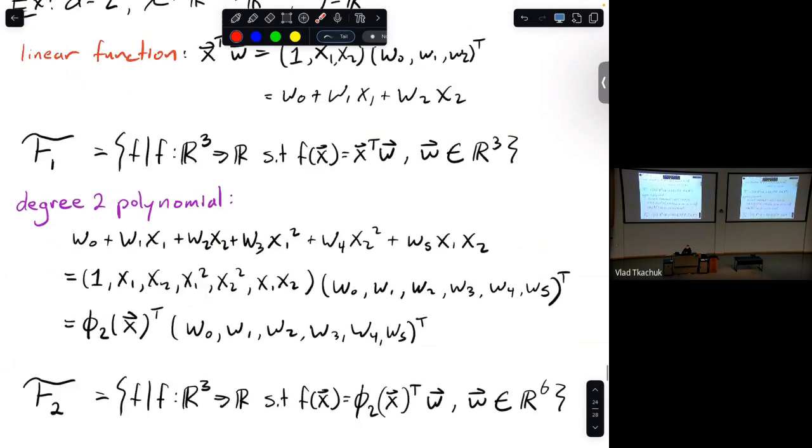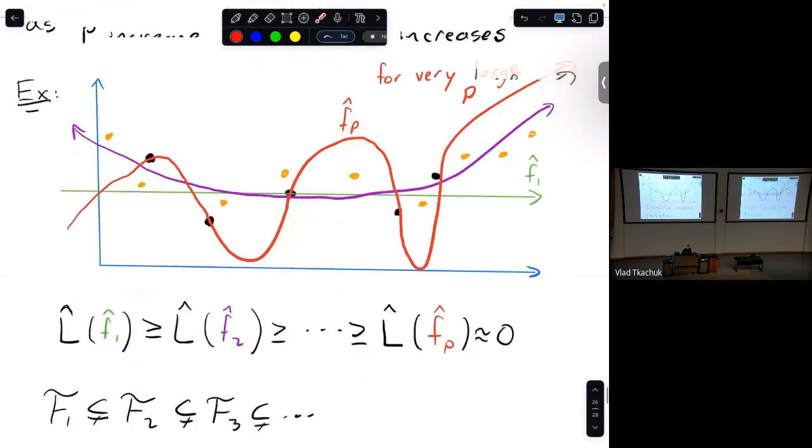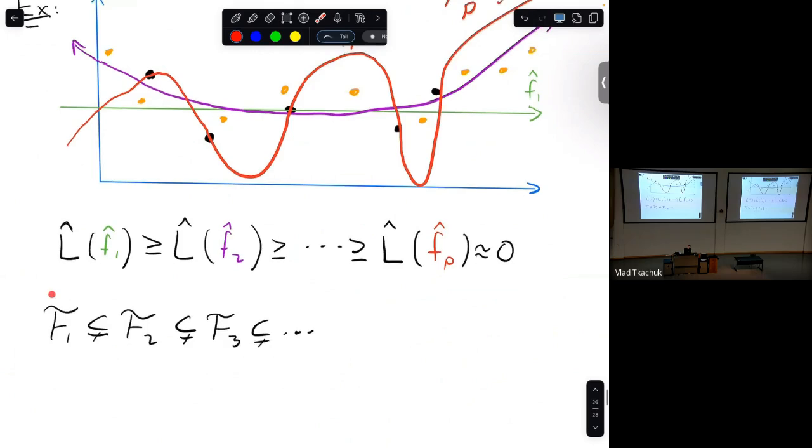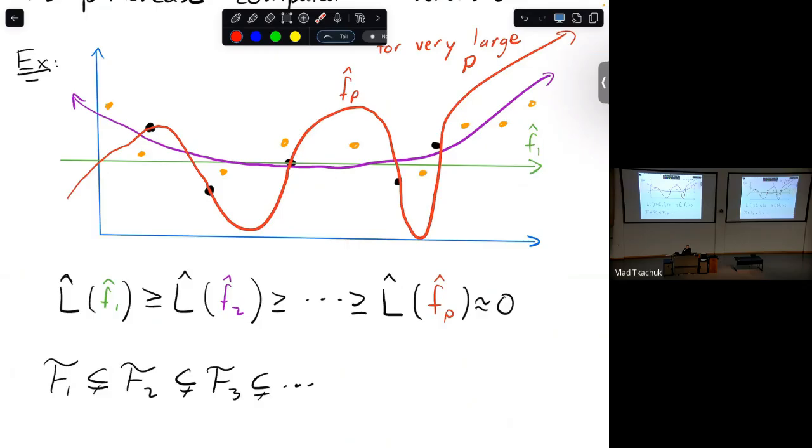And the observation we made after doing all of this is first that the function classes F1, F2, F3 are strictly increasing. Each class has more functions than the previous. And what that implies is that if you're minimizing the empirical risk over these function classes, you could do no worse than before, assuming you pick the correct optimizer.